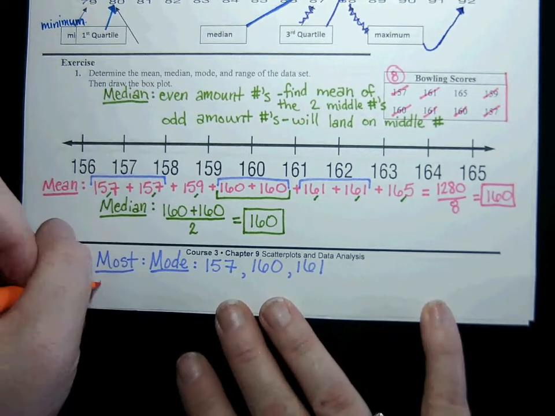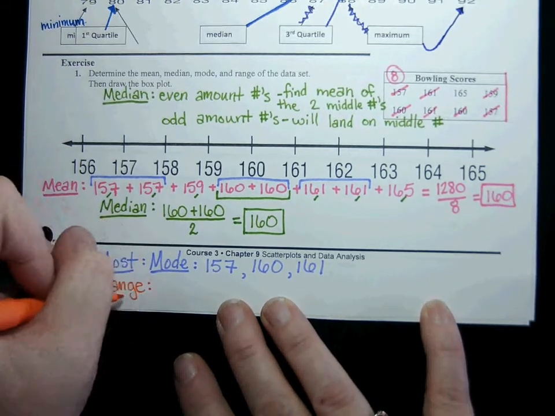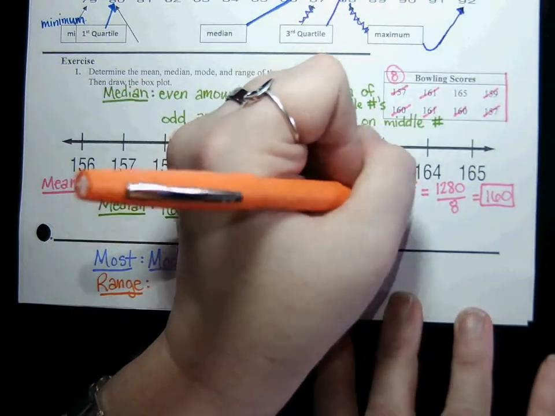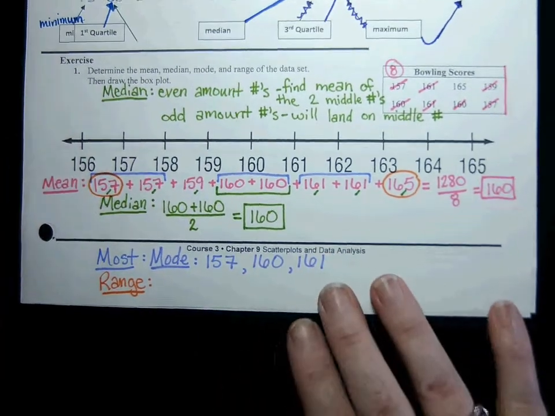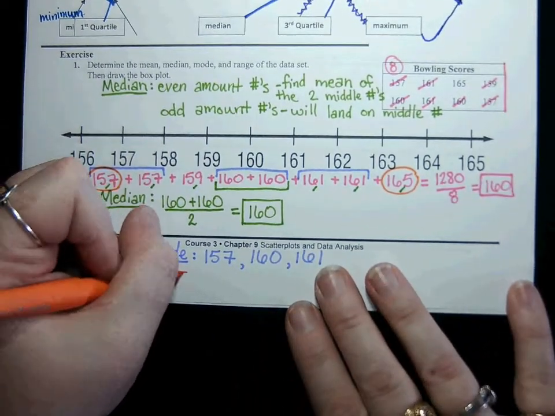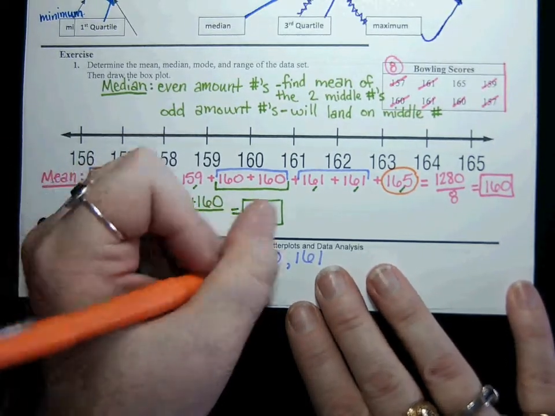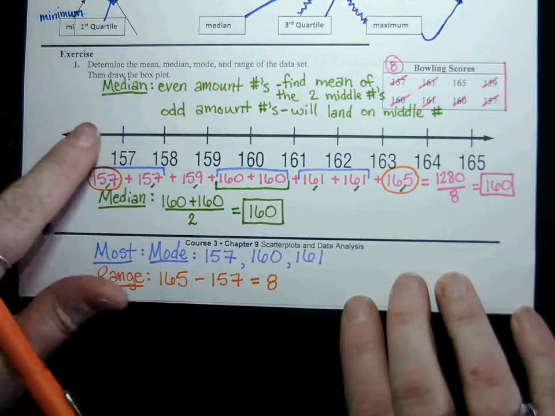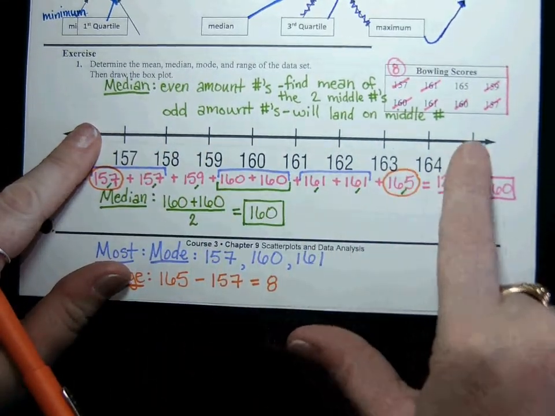Now your range is your maximum minus your minimum. And so your maximum number, circle it, and circle your minimum, and those are the 2 numbers you're working with. So 165 minus 157, what's the range of those numbers on the number line? 8. Which if you look, 1, 2, 3, 4, 5, 6, 7, 8. That's the range.